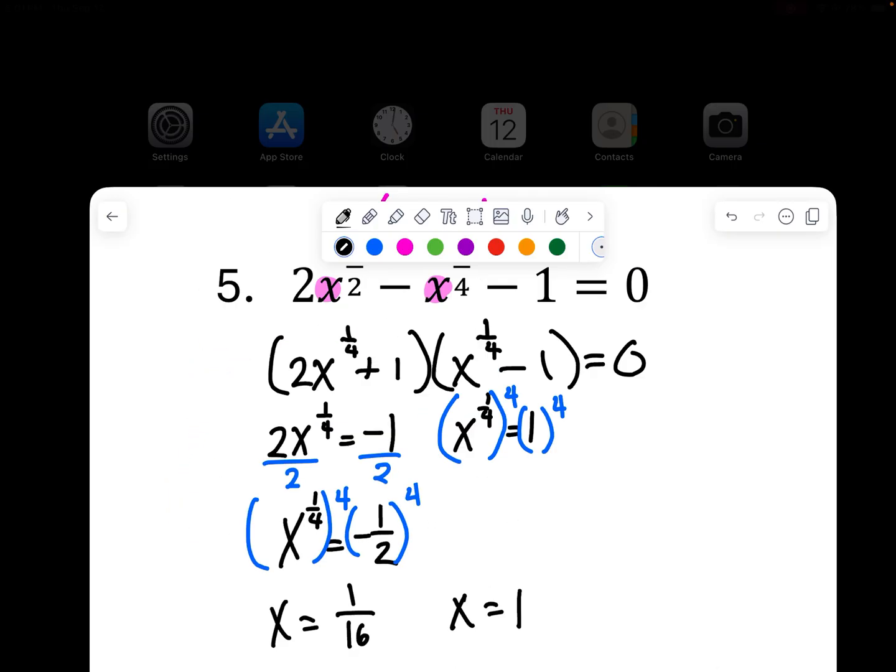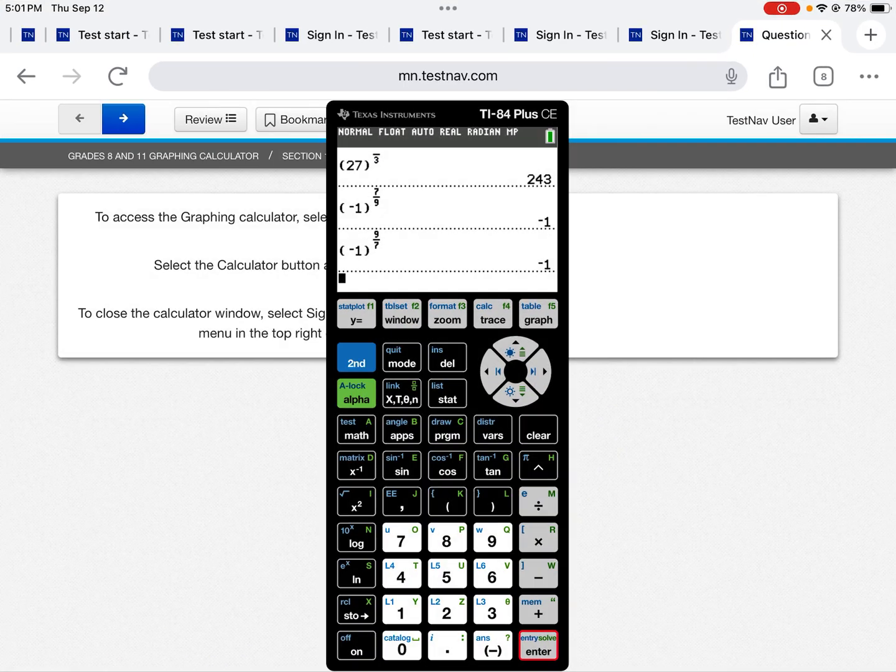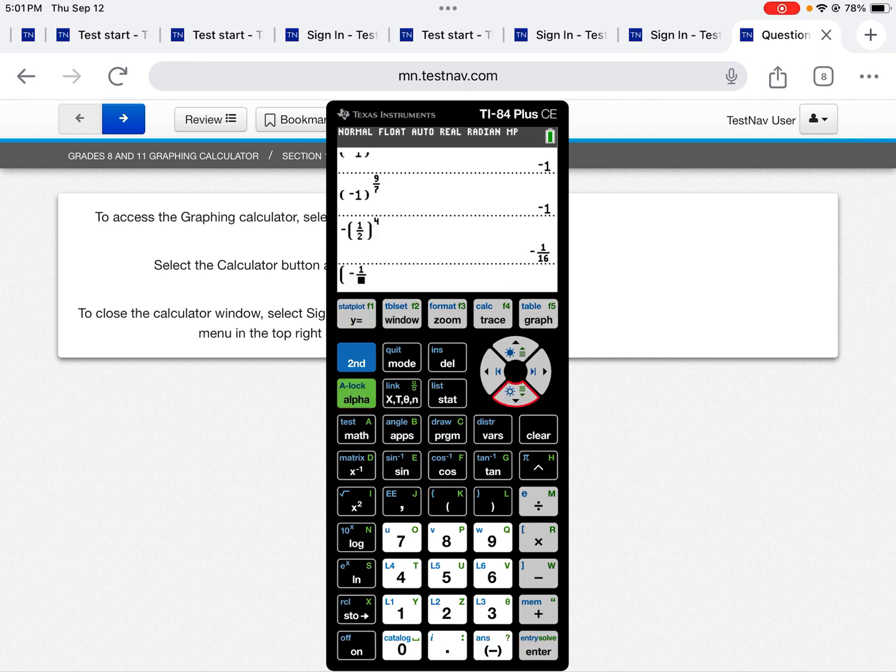And so that's a perfect example of showing you why the parentheses are important. If you take negative 1/2 and you raise it to the 4th power, yeah, see, that's wrong. If you open a parenthesis and take negative 1/2 and put your power outside, then you get the right answer. So the parentheses are important.